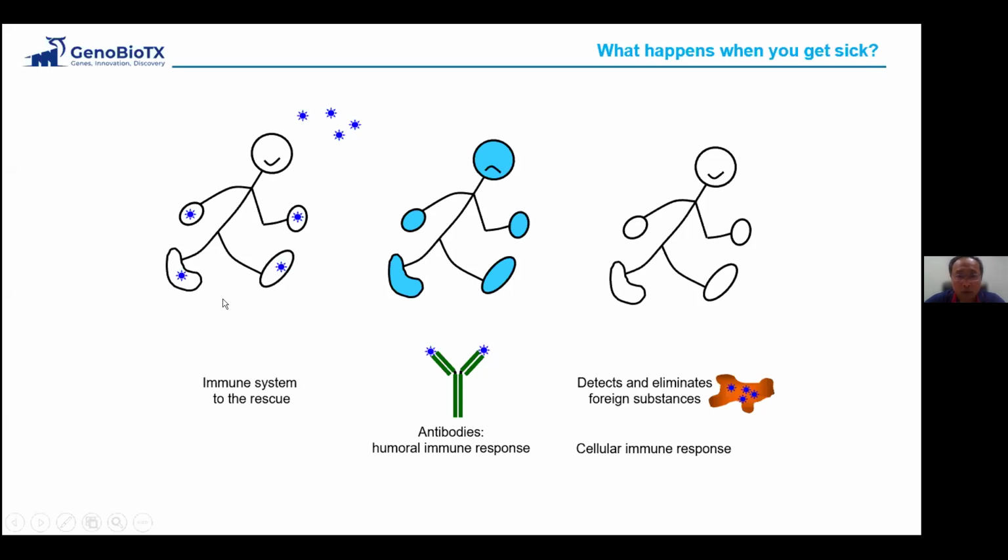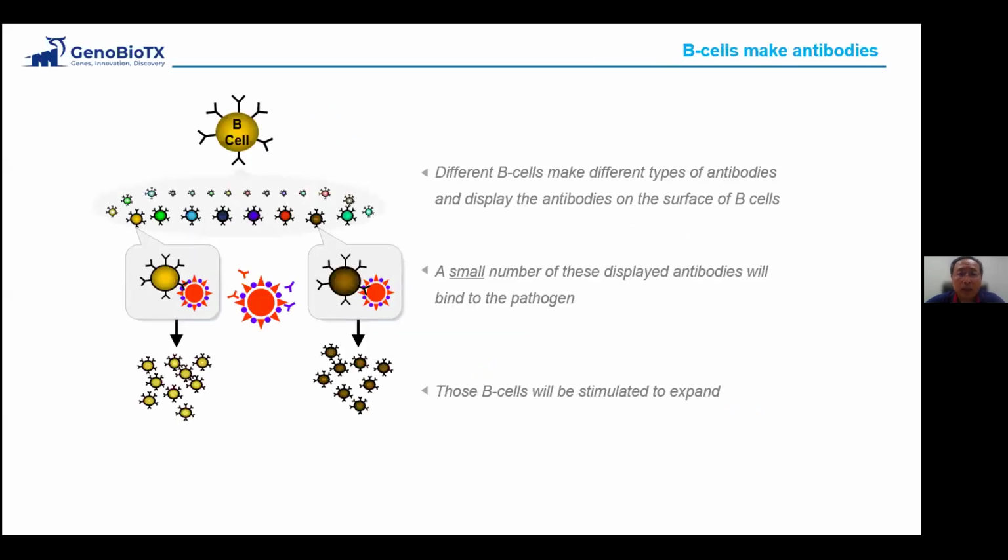So two immune responses, the humoral immune response or the cellular immune response, will be recruited. The antibody is a major part of the humoral immune response. Antibody is produced by B cells. We all know that. Different B cells will make different types of antibodies and display the antibodies on the surface of the B cells. In our blood, only a very small number of those displayed antibodies will bind to the pathogen or foreign antigens that enter our body.